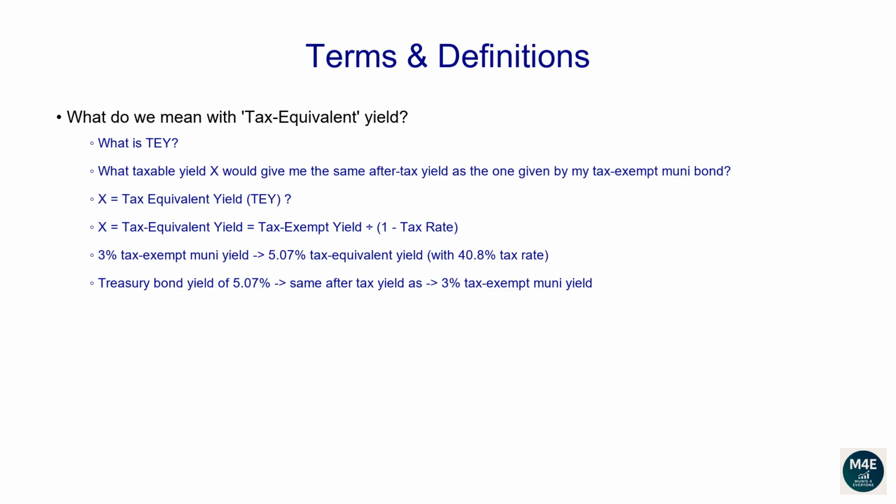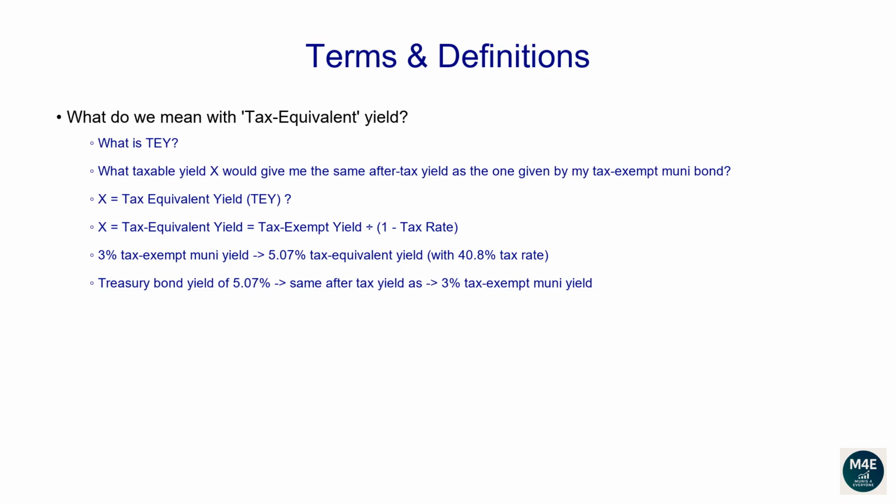What do we mean with tax-equivalent yield? From the previous slide, we know most but not all muni bonds offer tax-exempt yields. However, in order to fairly compare a muni bond to a taxable bond like a US Treasury, we need to ask, what taxable yield X would give me the same after-tax yield as the one given by my tax-exempt muni bond? This X is what is usually called tax-equivalent yield, TEY, and it shows what a taxable bond would need to yield to match the muni's tax-free return. The formula to compute the tax-equivalent yield is given by muni tax-exempt yield divided by 1 minus tax rate.